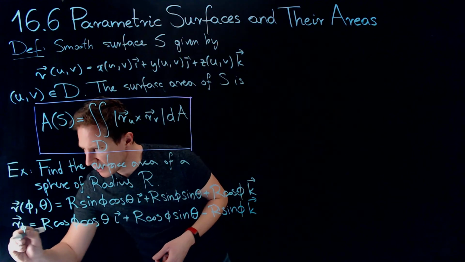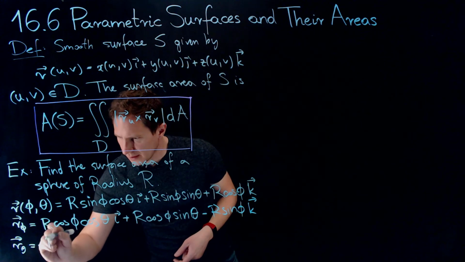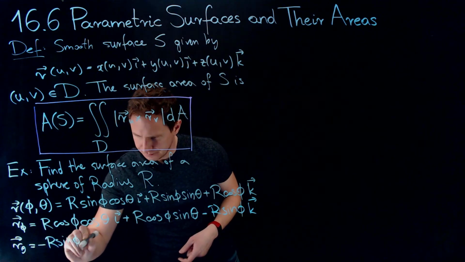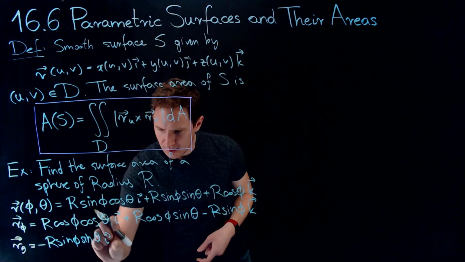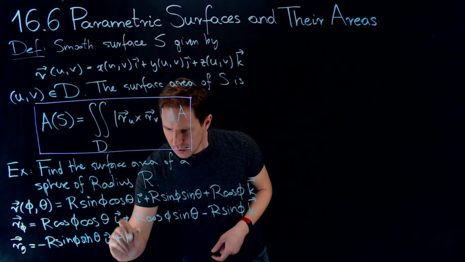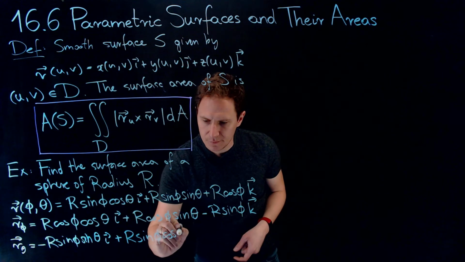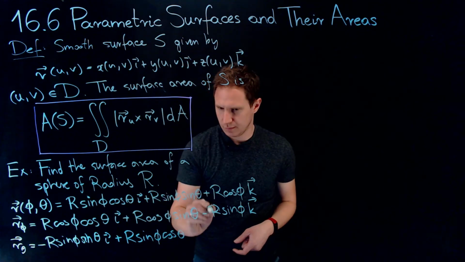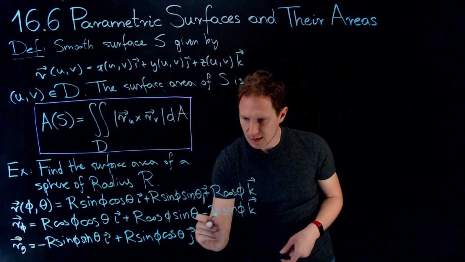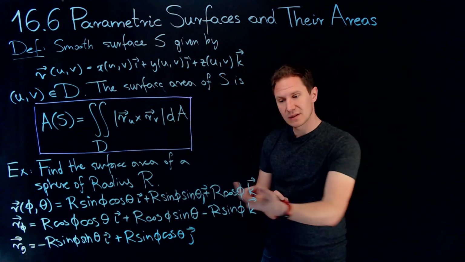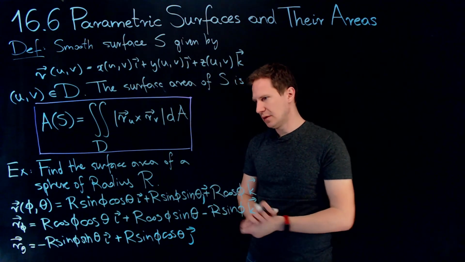Similarly, we can differentiate each component with respect to theta, and that gives us minus R times the sine of phi, sine of theta for the first component. For the second component, we get plus R times the sine of phi, cosine of theta. And the last component gives us 0 because it does not depend on theta. When we differentiate that with respect to theta, we get 0. So there's no k component in that vector.